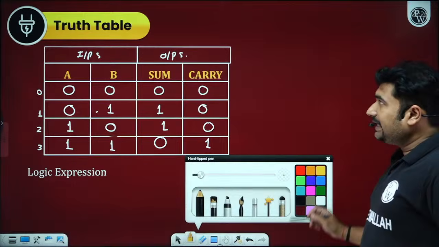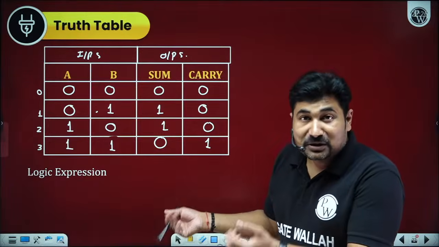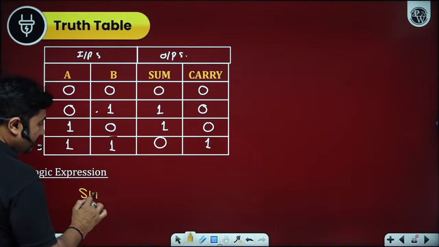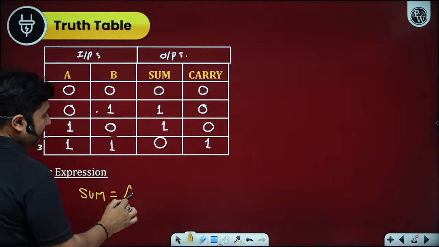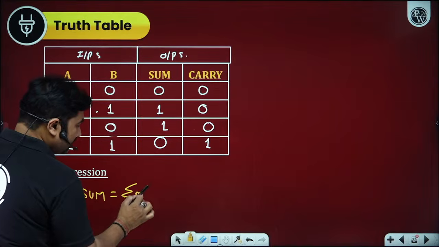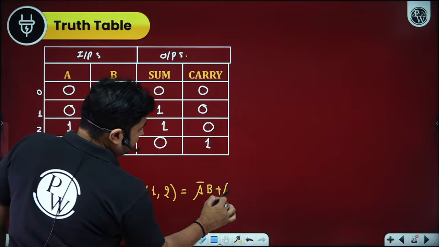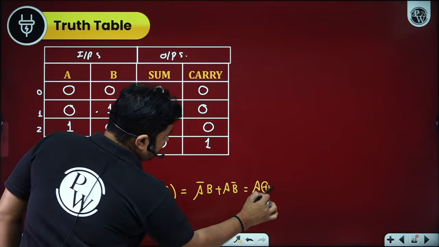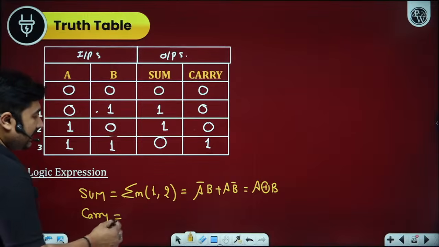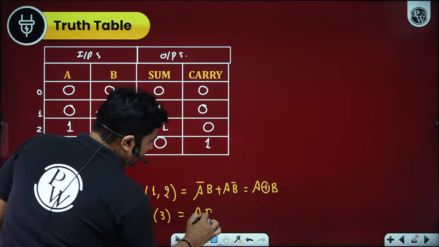Yes, sir. To design any combinational circuit, first of all, we need to identify the inputs and outputs. Next is to construct the truth table. Then write the logical expression. So what is the logical expression for the sum and carry? The sum will become summation of M 1, 2, which can be represented as A bar B plus A B bar, which is A XOR B as the minimized expression. In the same way, carry will become summation of M3, which is represented as A dot B.